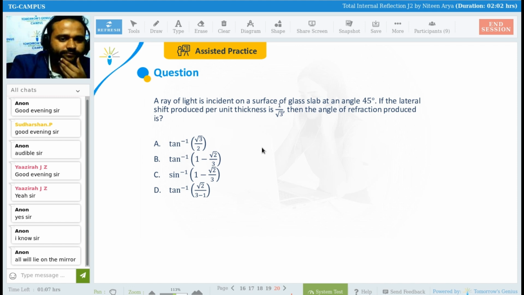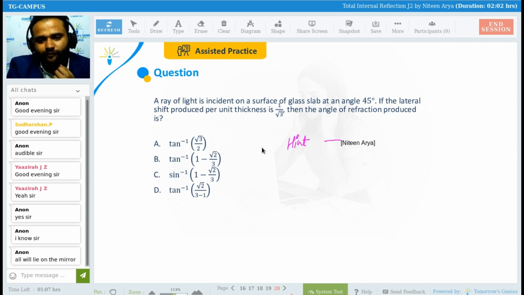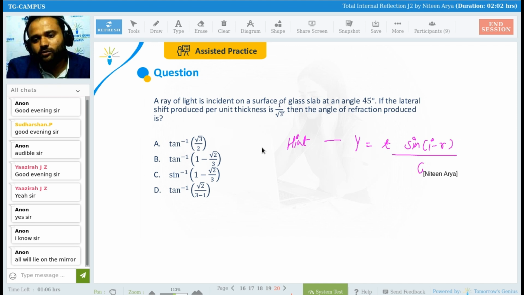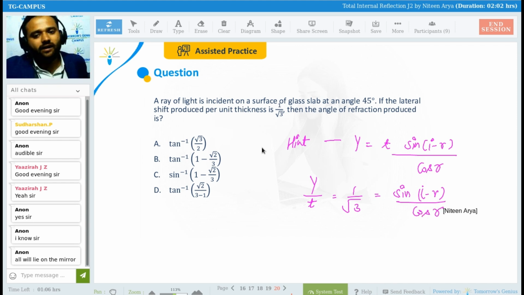So you need to find the angle of refraction. This particular thing is per unit. So mu by T is given to you, if I'm not wrong. Hint: what is the hint over there? As we know, lateral shift y is going to be T sin(i minus r) divided by cos r. Here y by T means lateral shift per unit thickness. Per unit thickness you need to do the 1, cos r. I is given.